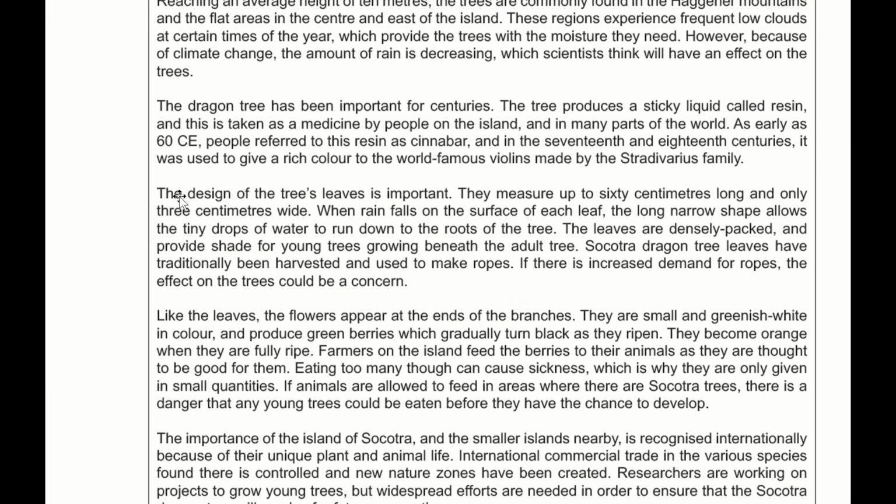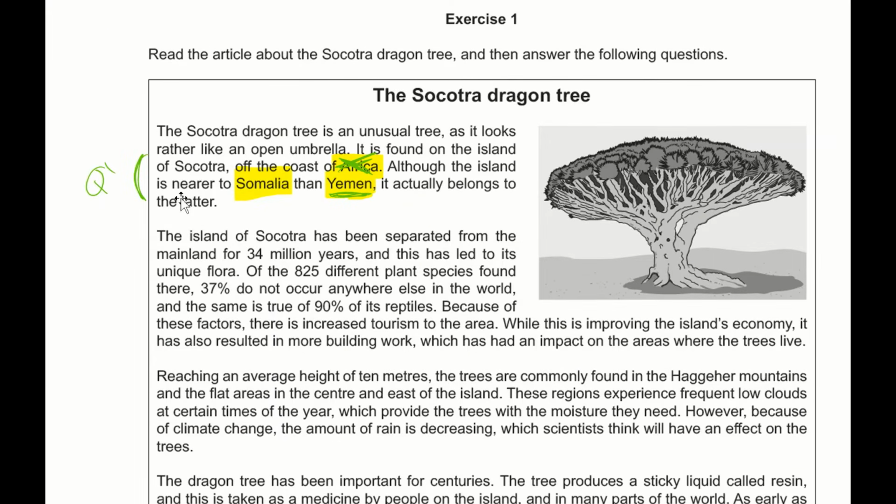Okay, so for example, if you were to have lifted this entire sentence here, "although the island is nearer to Somalia than Yemen, it actually belongs to the latter," you would not have got that mark. The reason is, in your answer, you would have had Somalia and Yemen. So as an examiner or as a teacher, the first thing I say to myself is, does this student know which country it is? Because the student mentioned both. And we know that the answer is actually Yemen. So make sure that you're very precise and very specific in how you respond.